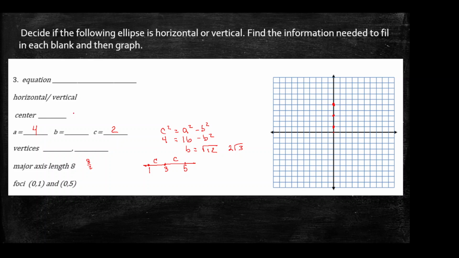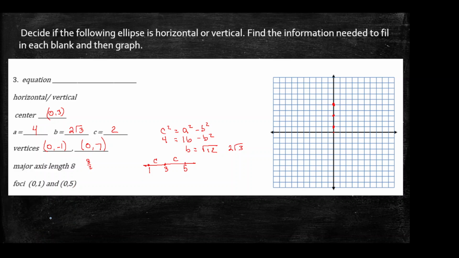So B is 2 radical 3. Now my vertices: where's my center point? Well, this is the center. We already said that. So that's 0 and 3. So my vertices are going to have x of 0 because I'm vertical. So 0, and then it's 3 plus 4 and 3 minus 4. So let's go to -1 and 0 and 7.